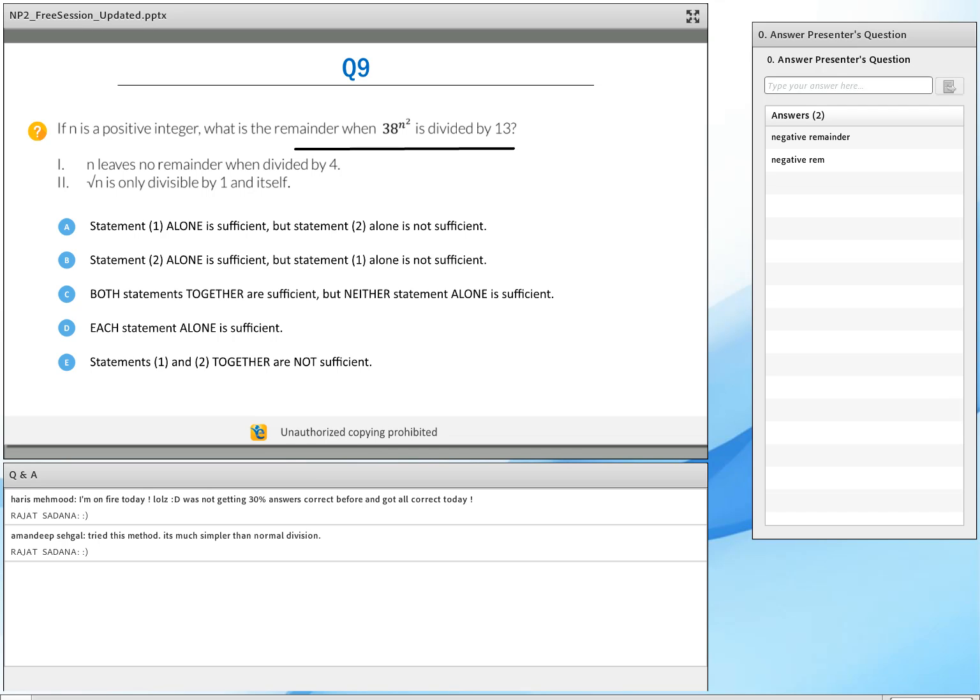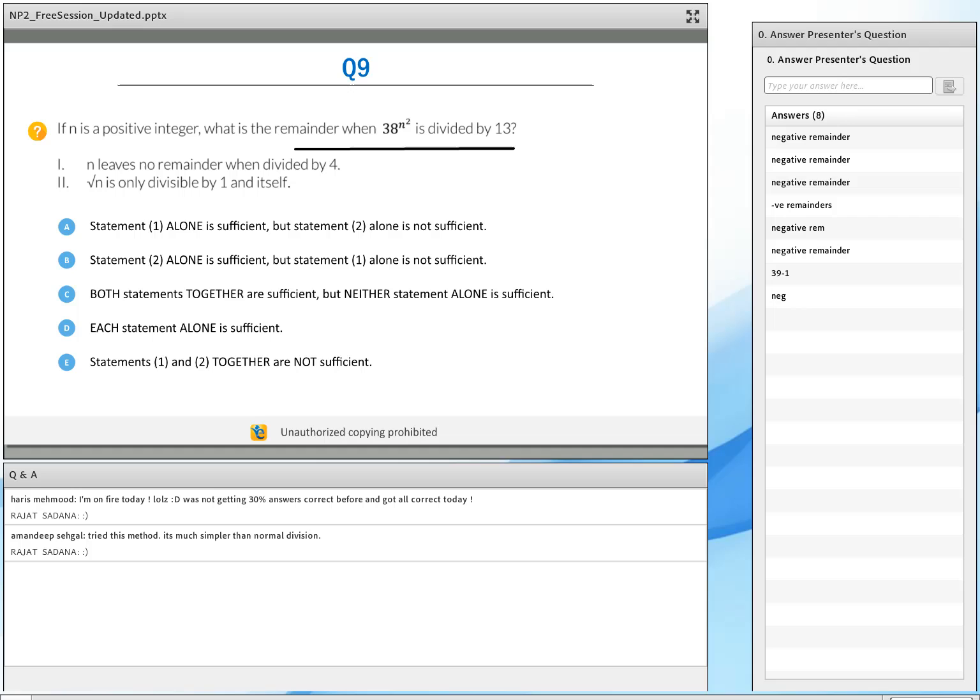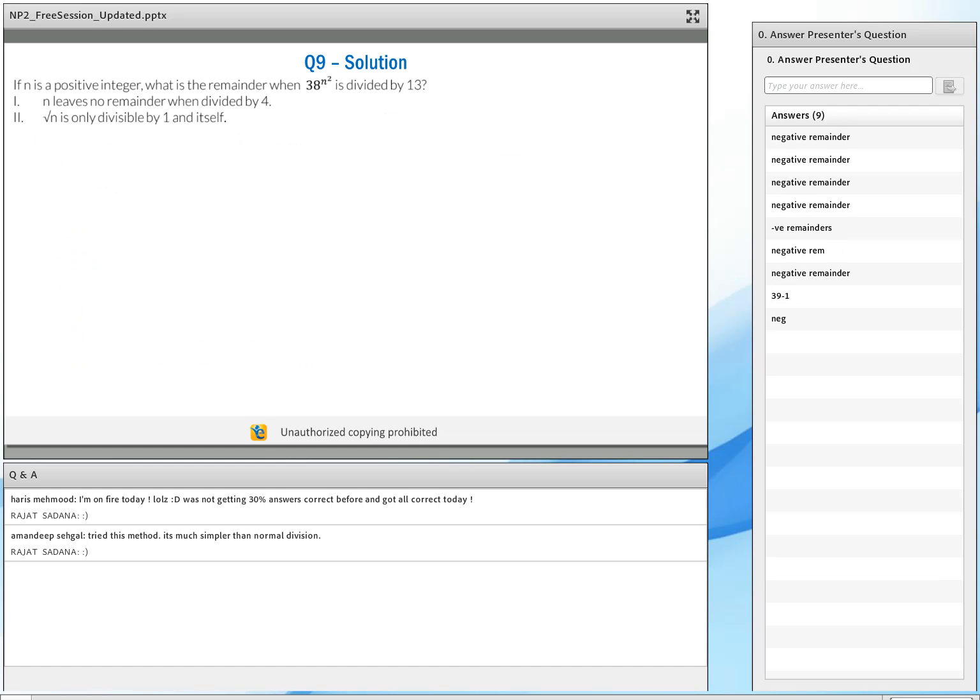Negative remainders, yes, negative remainders. 39 minus 1, why? Because 39 is divisible by 13. So let's look at this over here. If you know that you have to apply the concept of negative remainders, then you should have solved this question. So even before we go into statement 1, we have to apply the concept of negative remainders, and just make sure that we simplify and understand what's needed.